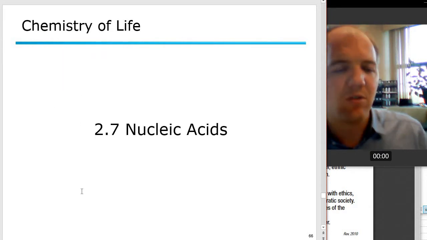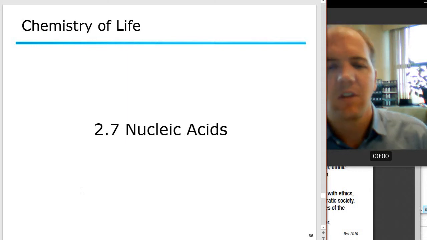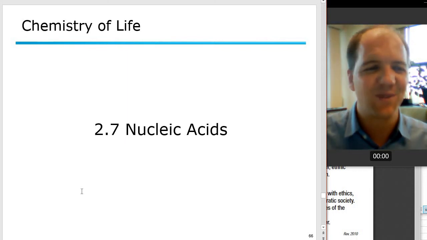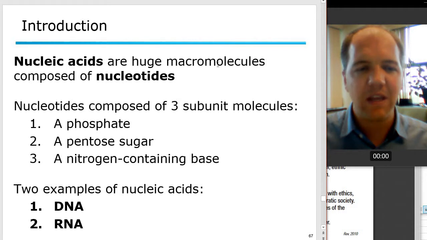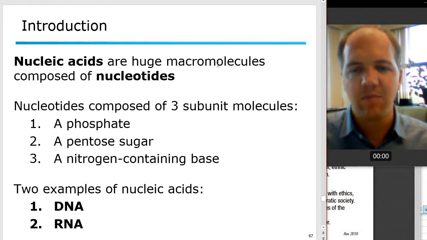Okay, the last group is nucleic acids. So hopefully you guys are all keeping up here with all these different types of organic molecules. Nucleic acids, this is DNA and RNA. So nucleic acids are really big molecules. They're built of subunits or monomers called nucleotides.